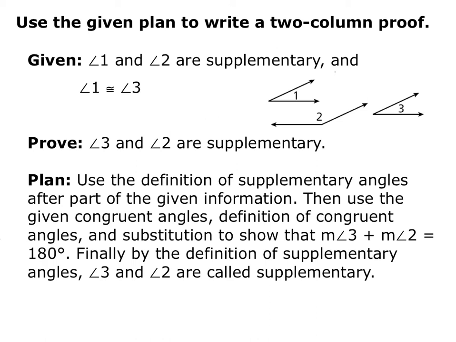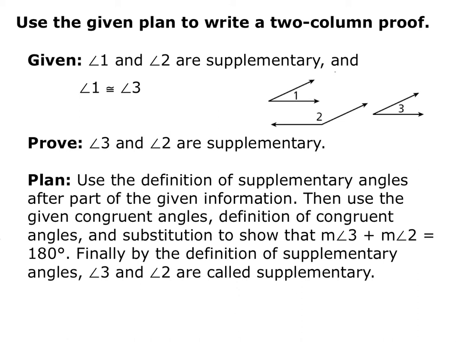So on your paper, start your 2-column proof. Statements go on the left side, reasons go on the right side, and let's see what the plan tells us to do. It says use the definition of supplementary angles after part of the given information. So what part of the given information deals with supplementary? Write that on the left-hand side for your first line in your proof. So that should say, line 1, angle 1 and angle 2 are supplementary. On the right-hand side, number 1, the reason, it was given.